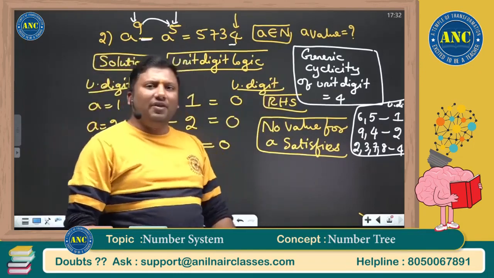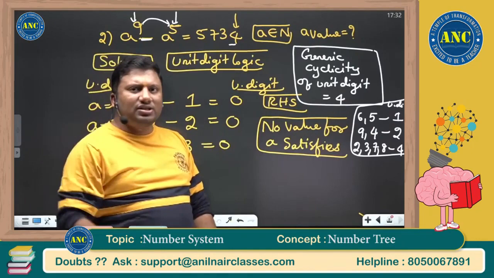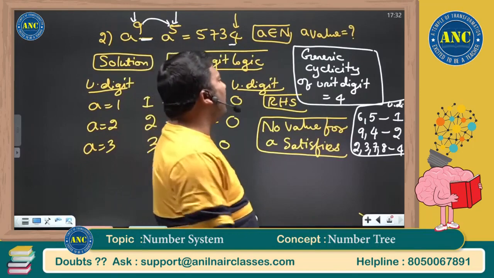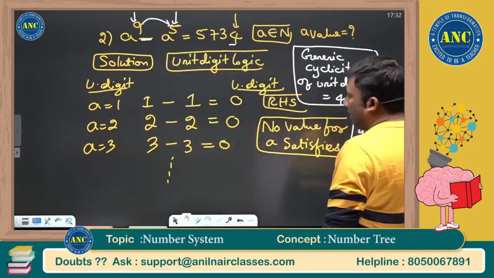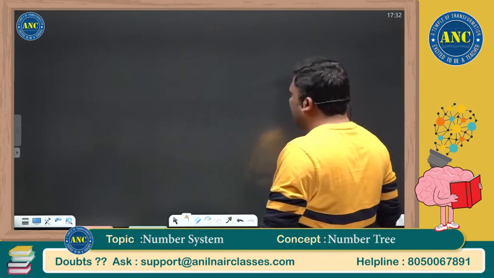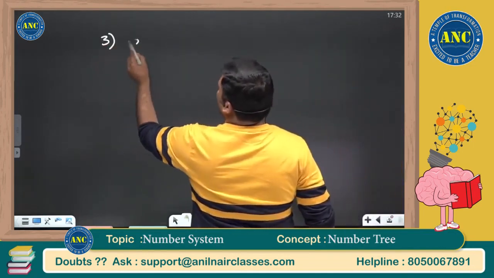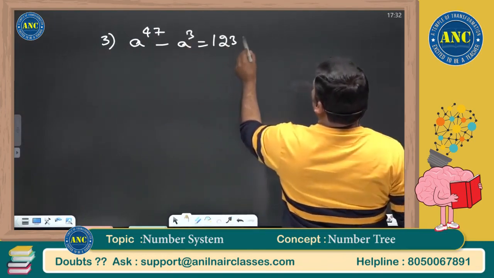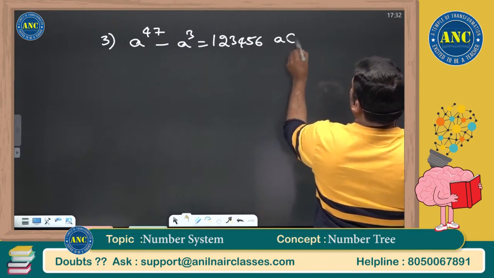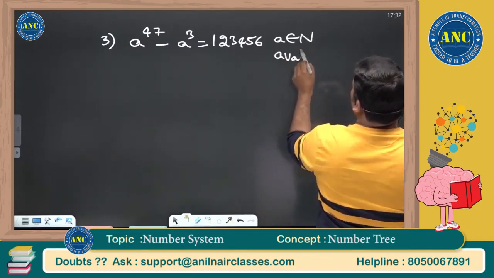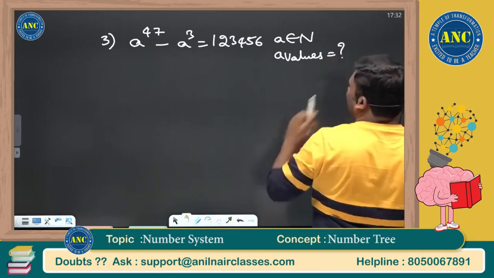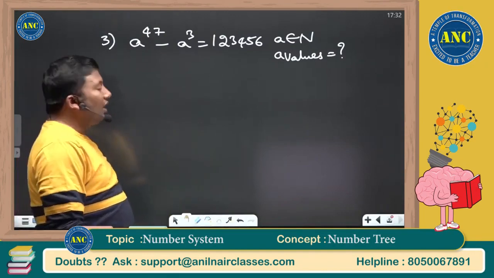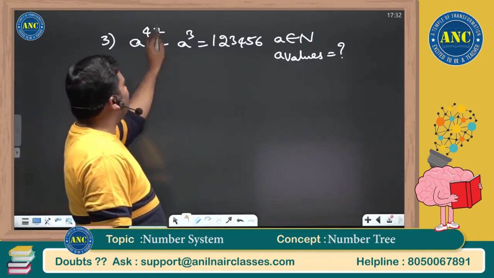I will solve some very, very high quality questions on unit digit as the class progresses. Generic cyclicity for the unit digit of any number is 4. Now, same question. Suppose the question is like this: a power 47 minus a power 3 is equivalent to 123456, where A is a natural number. How many values will A take which satisfy this equation?